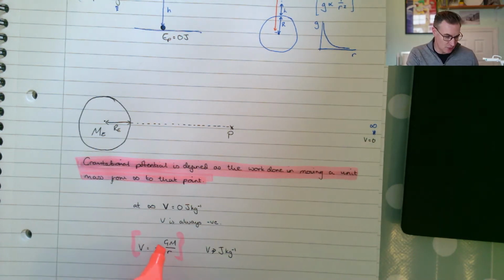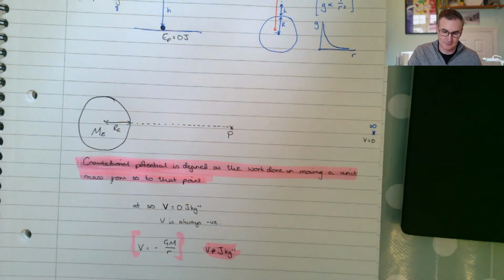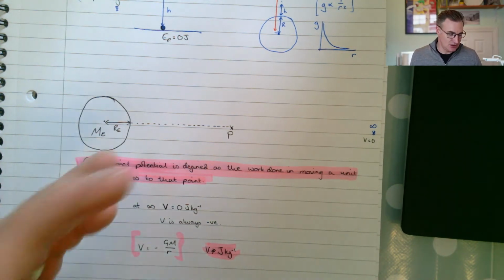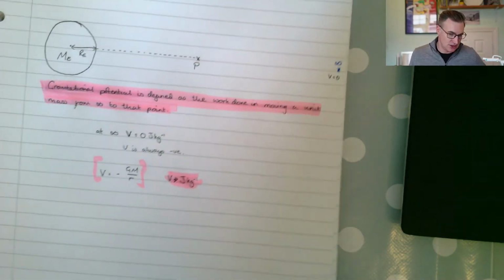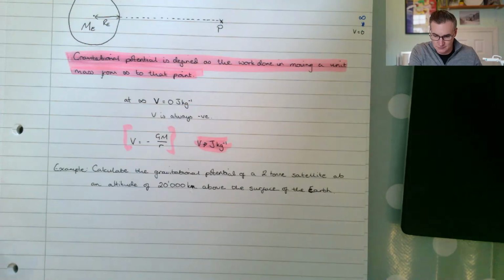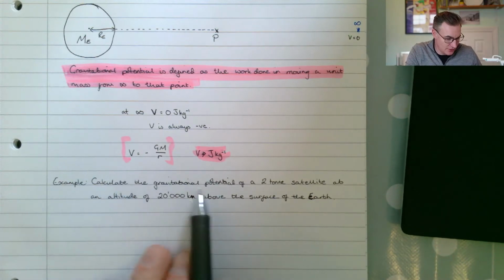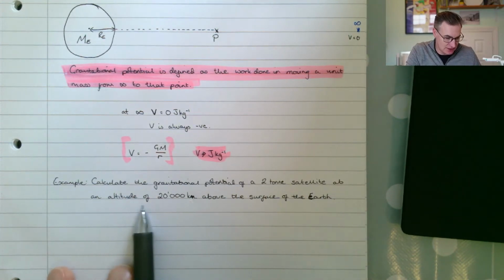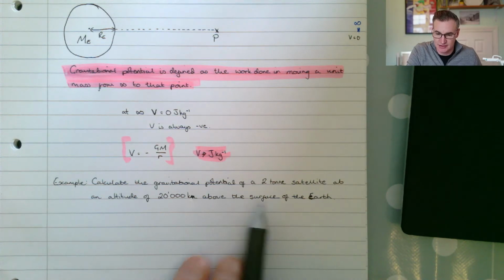To use it, you obviously know what G is, what big M is, what R is. You remember that V is joules per kilogram. Great. Stick numbers in, and away you go. That's all you need to know about this, and we're not going to overcomplicate it any further than it needs to be. So we'll do a quick worked example, and then we'll start looking at gravitational potential energy. Calculate the gravitational potential of a 2-ton satellite at an altitude of 20,000 kilometers above the surface of the Earth.